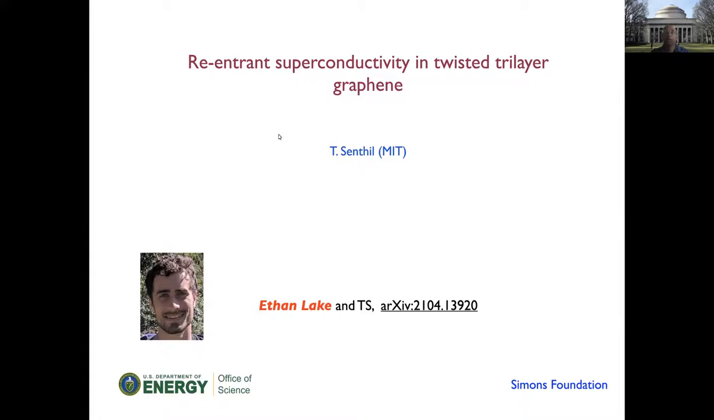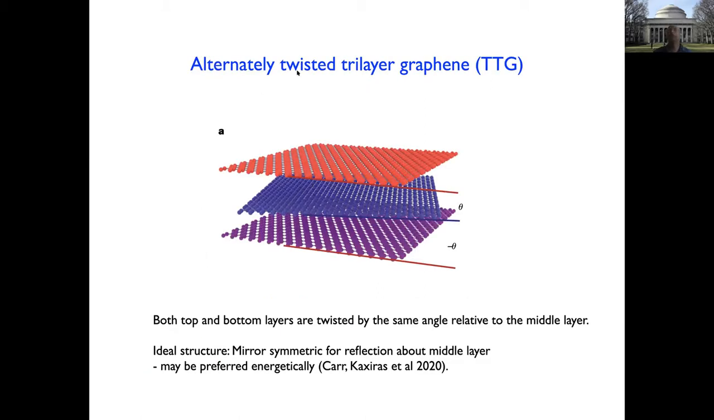So the work that I'm going to talk about was spearheaded by this wonderful graduate student, Ethan Lake, that I've had a lot of fun interacting with. And there's a paper that we put out on the arXiv a few months back. So we already heard about alternately twisted trilayer graphene in Abhay Pashupati's talk. So I'll talk about the same system.